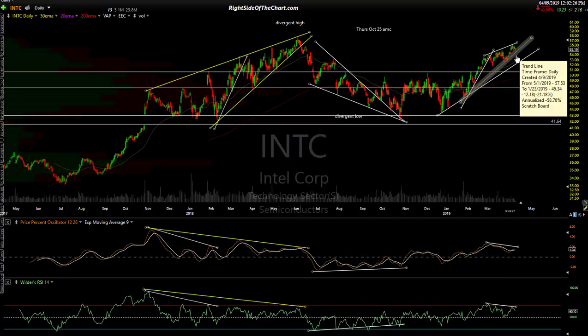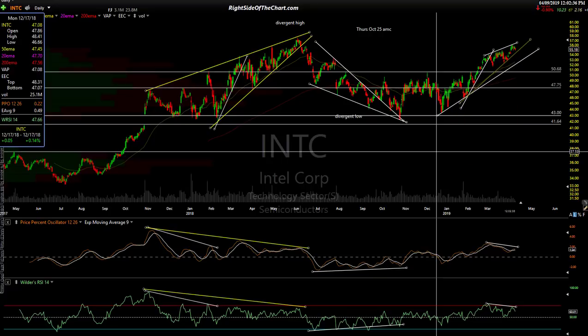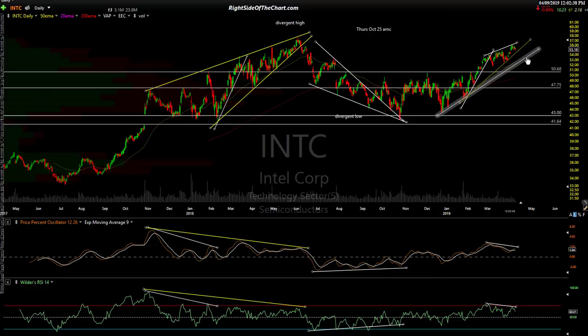Intel, there's a yellow uptrend line right here to watch. There it is, off the lows back here. It's a minor uptrend line. I'm not putting a lot of weighting on it. And then this other trend line here from the lows on December 24th. That's the BOD trend line there.